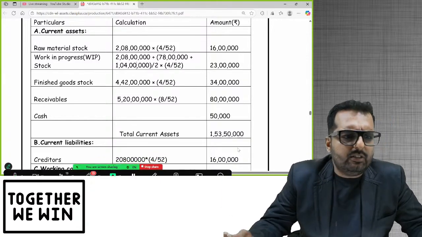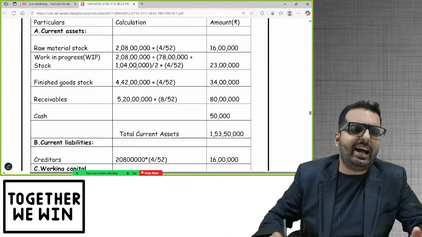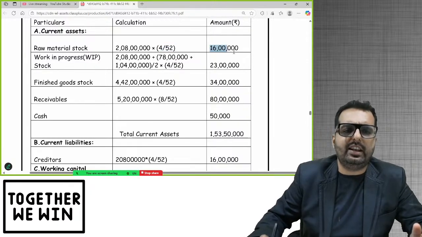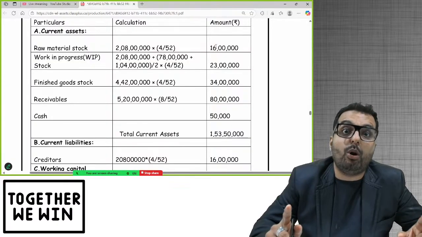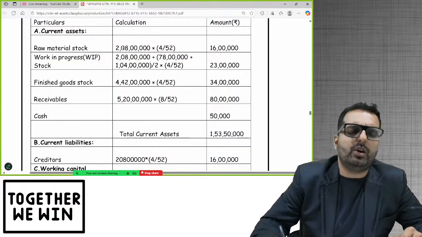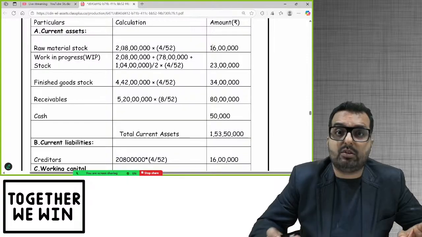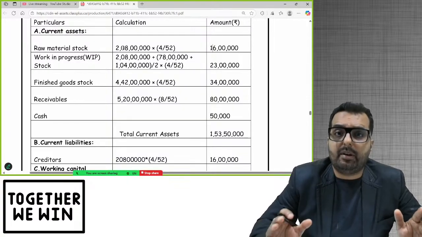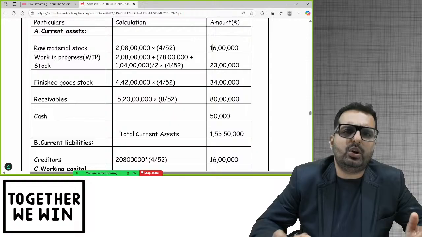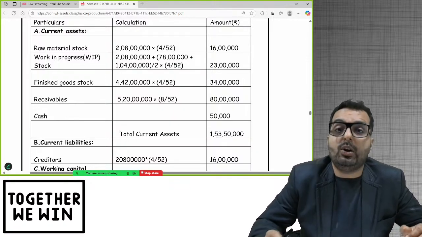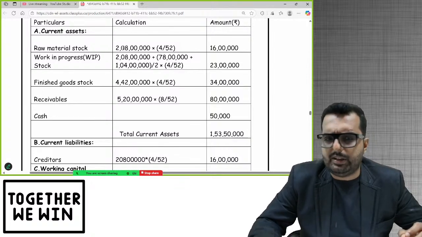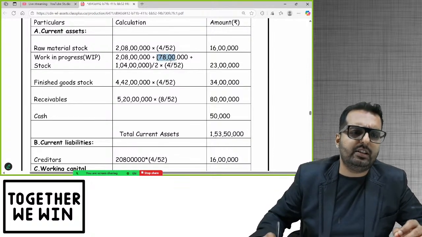So raw material stock 208 lakh is for 1 year. So into 4 by 52 when you do, you get 16 lakhs for the 4 weeks period when my fund is going to get blocked. Work in progress, how do you find out the work in progress? It is raw material plus labor plus overhead. So normally what they do is raw material is treated as 100% completed, labor and overhead is treated as 50% completed. Everybody clear? So that's why they have taken this 2 divided by 2 and 208 lakhs.